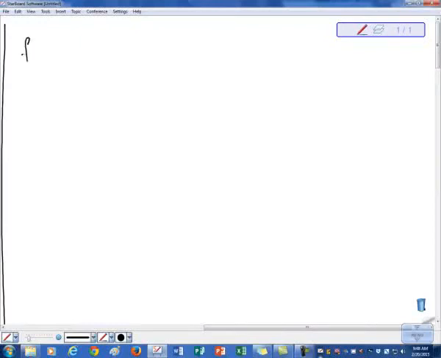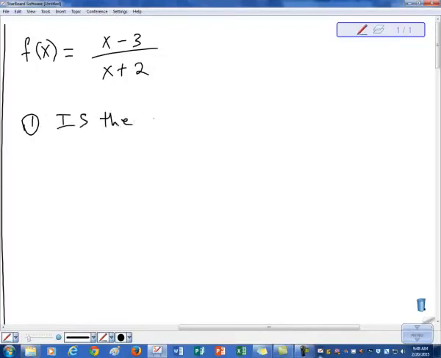f of x is equal to x minus 3 over x plus 2. And when we want to know, first question is, is the point 3, 4 on the graph.